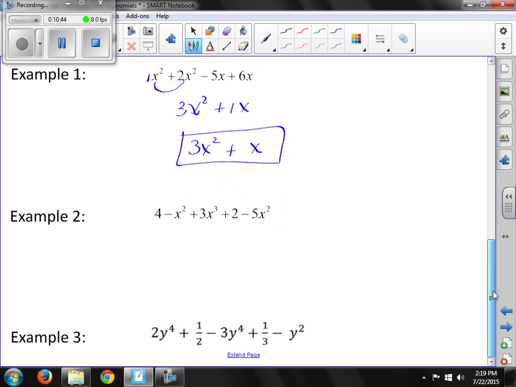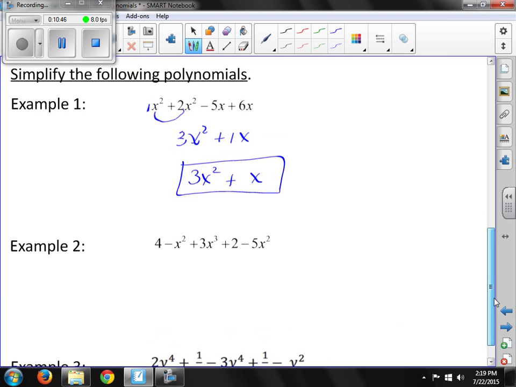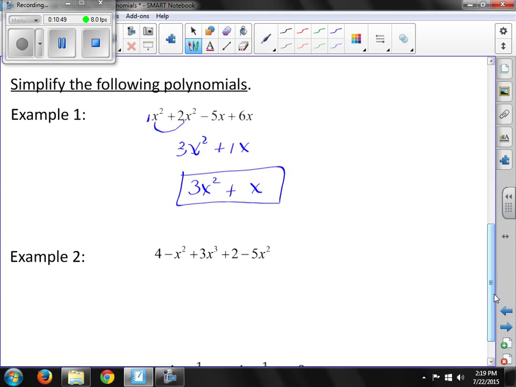Example 2. This one is not written in descending power, so I'm going to find the biggest one first. And there's no others like that, so I'm going to start off with 3x cubed. And then I see that there are 2x squared terms. So I have negative 1x squared, which is understood, and negative 5x squared, which would give negative 6x squared. And then I have these numbers, 4 plus 2, and 4 plus 2 would be 6.